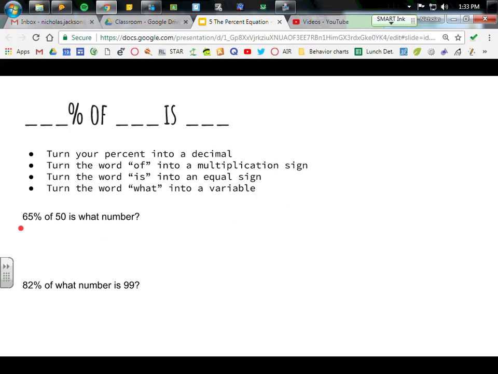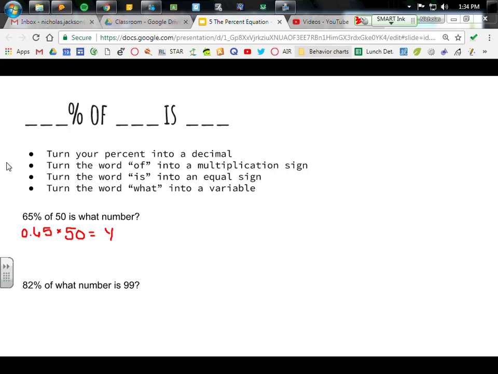All right. So 65% of 50 is what number? All right, let's go through our steps. 65% we're going to turn into a decimal. We're going to divide that by 100 to get 0.65. Of is going to become a multiplication sign. 50 just stays 50. Is becomes an equal sign. What number? So we're looking for this. So let's use the variable y. All right, so here's our equation. 65 hundredths times 50 equals y.